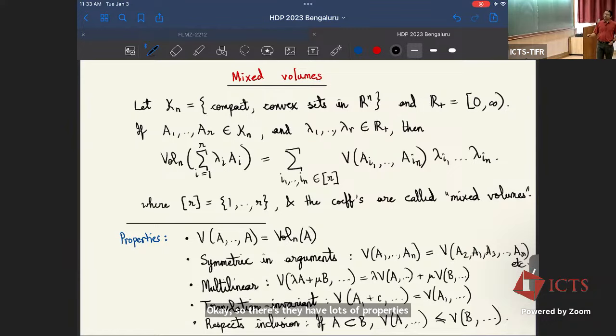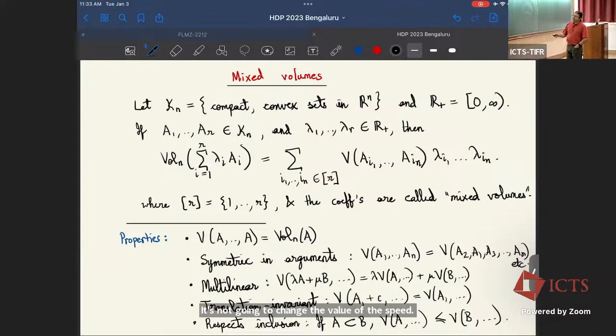For example, the first property is that V of A repeated n times is the n-dimensional volume of A. I mean, that's basically saying that if you look at the coefficient of lambda 1 to the n, that's going to be the volume of A1. That's what you should expect from the case where all the other A's are just the singleton point, the origin, for instance, which means you're just looking at the volume of lambda 1 A1. Okay, it's also symmetric in its arguments. So I can permute these A_i's, and it's not going to change the value of this V.